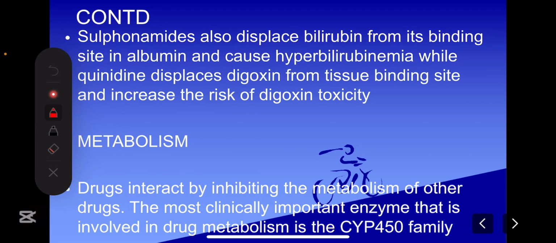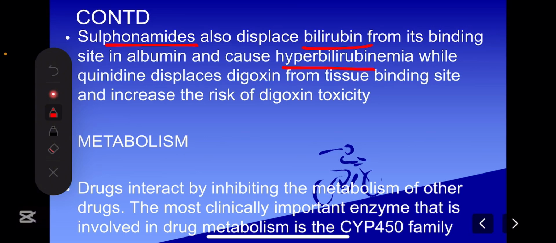All right, move to the next slide. Sulfonamide can also displace bilirubin. Yes, plasma protein albumin also helps to transport bilirubin to the liver so that unconjugated bilirubin becomes conjugated and can leave the body. However, sulfonamide can displace bilirubin, and that can result in hyperbilirubinemia, excessive unconjugated bilirubin in the system. Do you get now? That's another example.